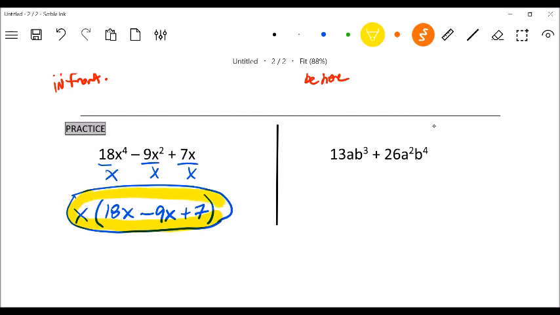Okay. Let's see if I can now get this to stay. There, very good.